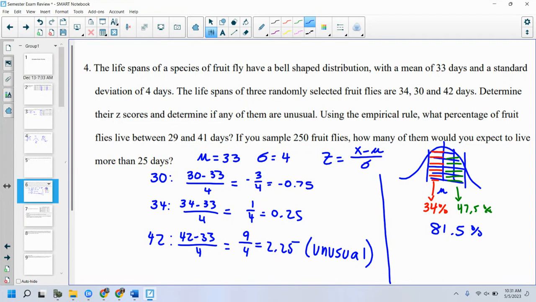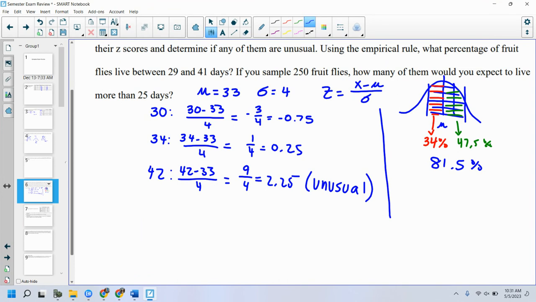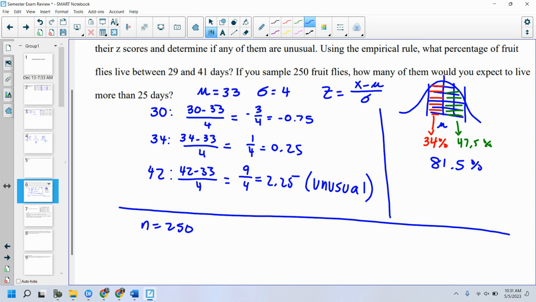Okay, and lastly, if I sampled 250 fruit flies, how many of them would you expect to live more than 25 days? Now, more than 25. Think about that. Ooh, that's kind of skewed, but you get the idea. 25 is down here, right? Here's my mean of 33. How many standard deviations away from the mean is that? 2 standard deviations on the low end, right?